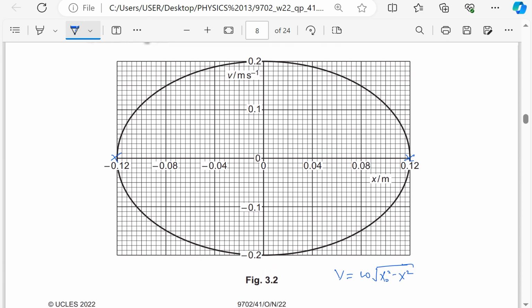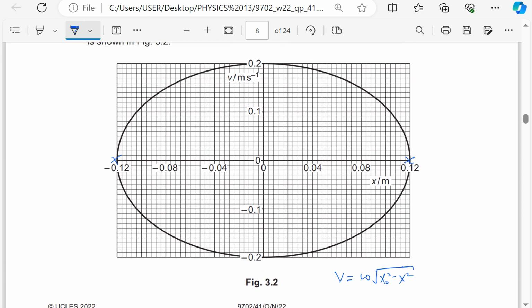So on this graph, I must look for when velocity is 0, which is when x equals 0.06, or 1, 2, 3, 4, 5. I think this is 0.06. So the graph will cross that point, and it will also cross this point, which is negative 0.06. Here velocity is 0. Then when the displacement was 0, velocity was maximum, and it was plus or minus 0.1. So it will cross this point here and this point here. So I'm going to draw a curve, an oval shape inside here.